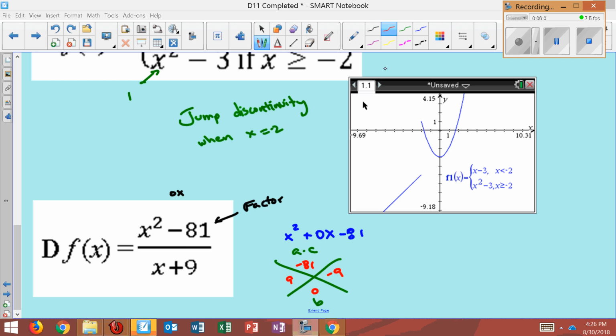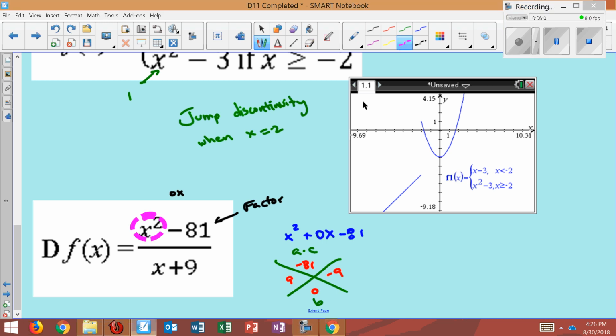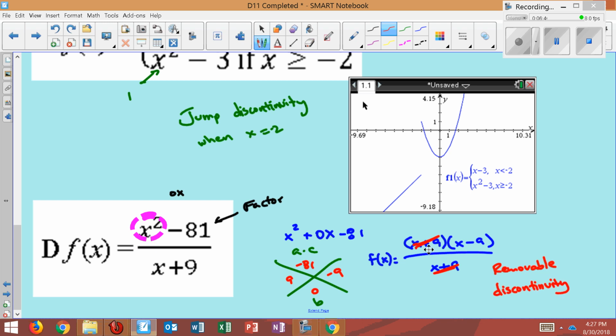So I take my A term here, I split it, and so I'll have x plus 9. When I say split it, I meant split the power. Times x minus 9. All this is over x plus 9. This is my new equation for f of x. Notice these two cancel out, or better mathematical word, I remove those two, so it's removable discontinuity. Now the part I removed, if I solved for x, that'd be when x equals negative 9.